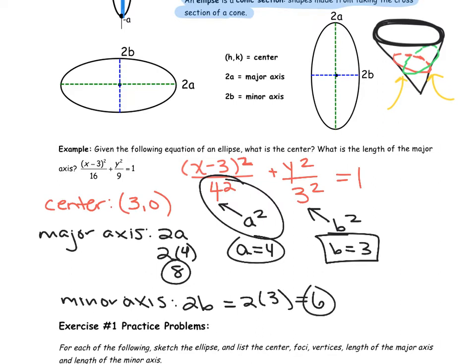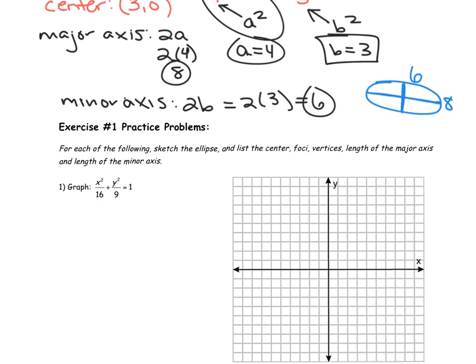Okay, so maybe we're looking at something like this, just to give you a little sketch of what we're looking at. Whereas this distance is a distance of 8, and this distance from here to here would be a distance of 6. Obviously, this is not drawn to scale, but just to give you an example. Okay? All right, let's keep going. So let's move on to the next page.